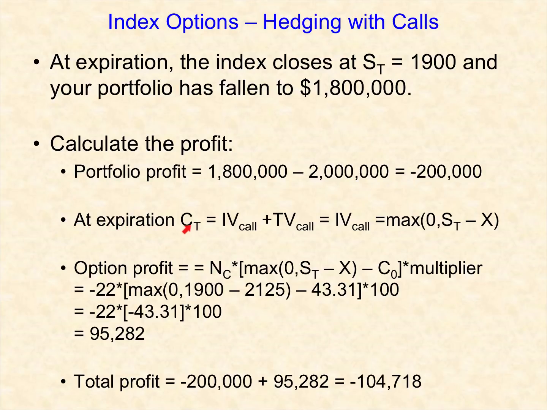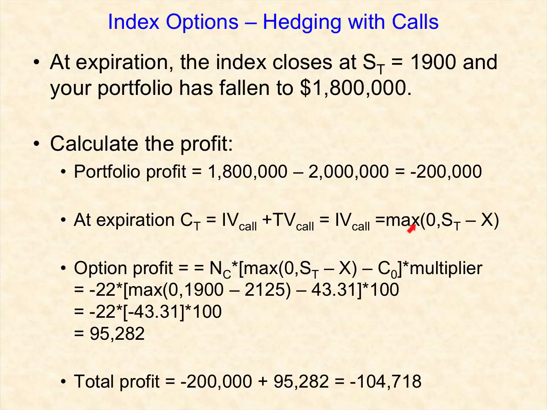At expiration, the value of a call option is its intrinsic value at expiration plus the time value at expiration. However, there is no time value at expiration. The option has expired, and so the only value an option has at expiration is its intrinsic value.